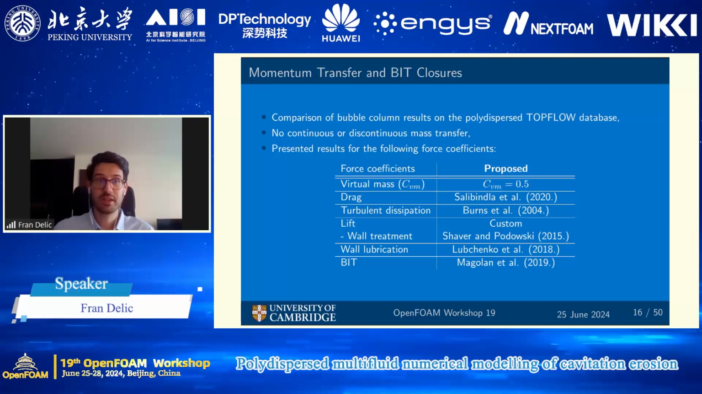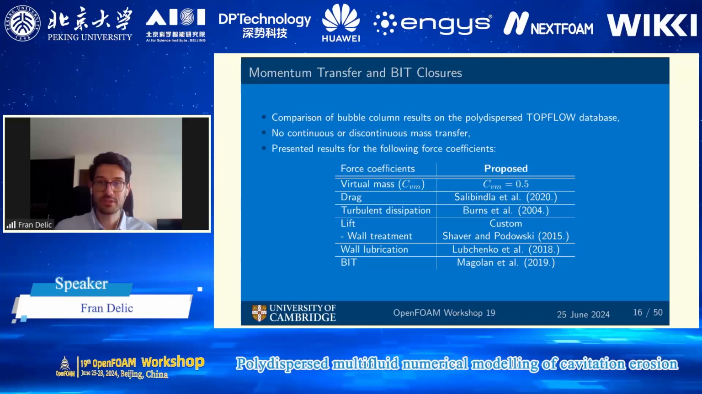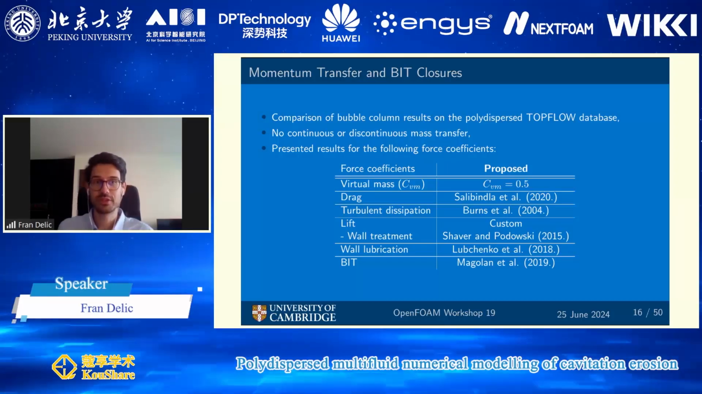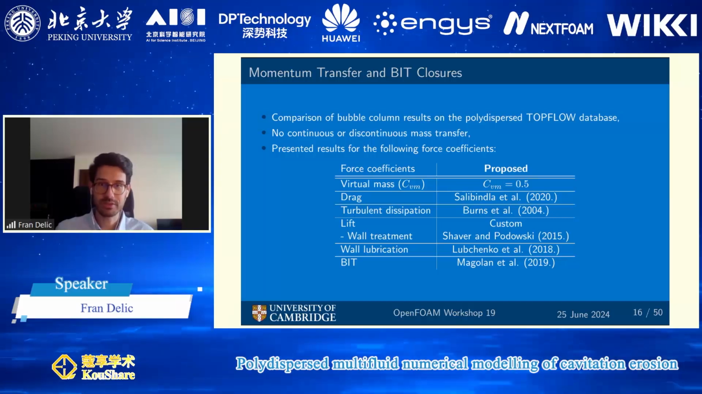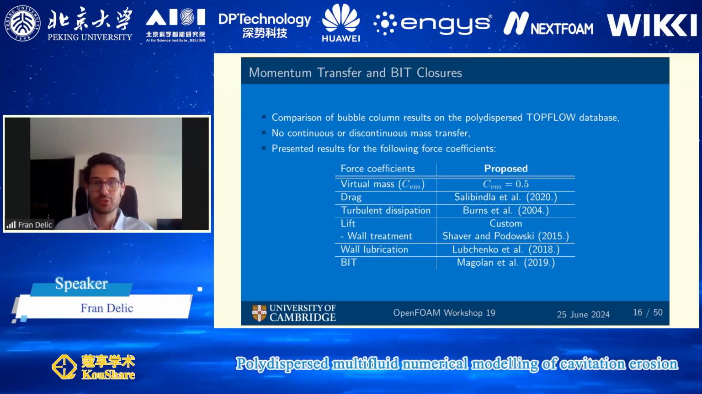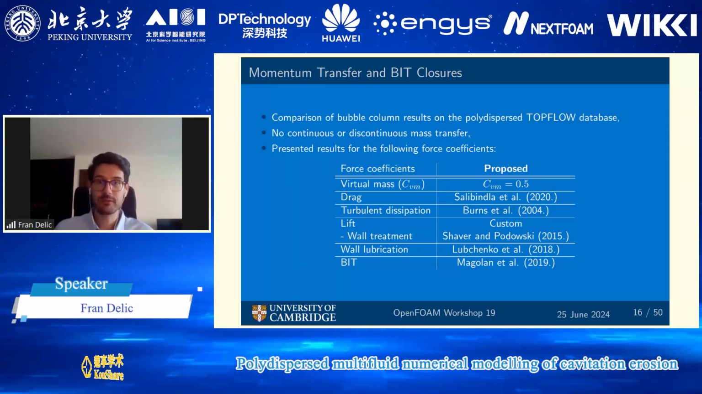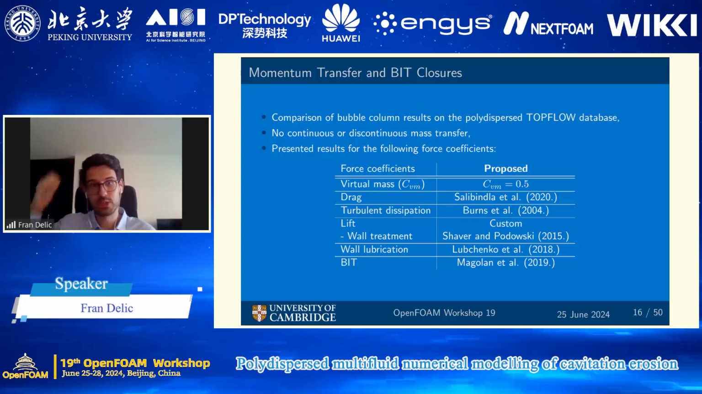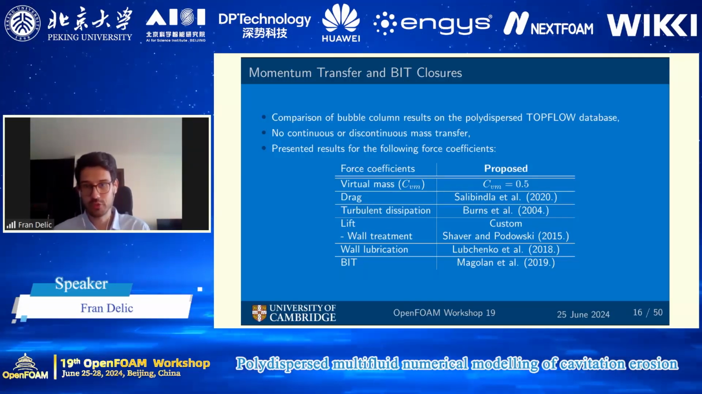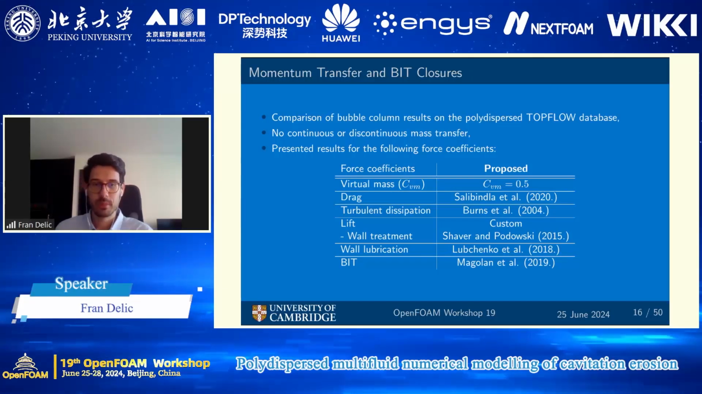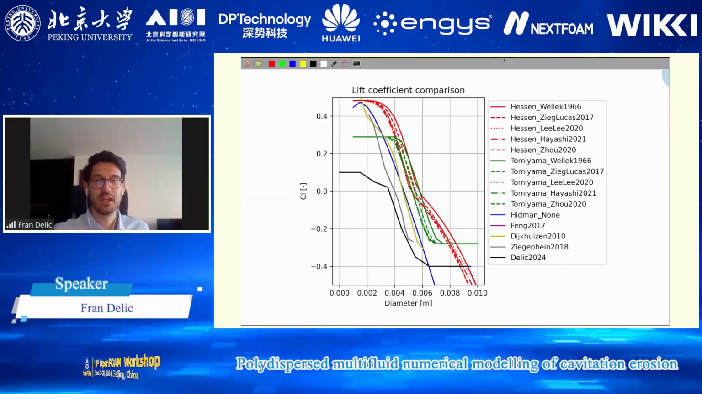So to validate this, I used the set of equations shown before with these coefficients. Again, noting that no continuous or discontinuous mass transfer is modeled, so no isothermal expansion and no breakup and coalescence. The models used were: virtual mass 0.5, drag from Ishii and Zuber 2020, turbulent dissipation with Burns, lift was custom, shown on the next slide, with wall treatment of Shaver and Podowski, and wall lubrication and turbulent dispersion models from Wilczek and McCollum.